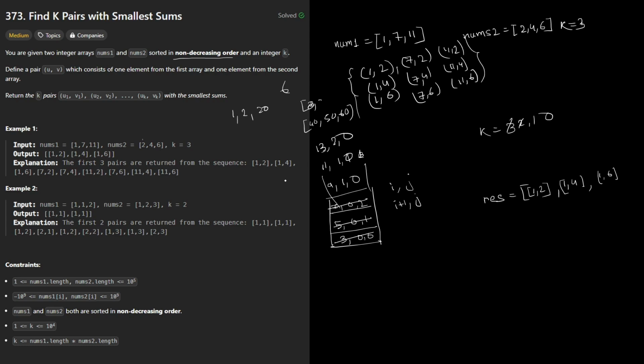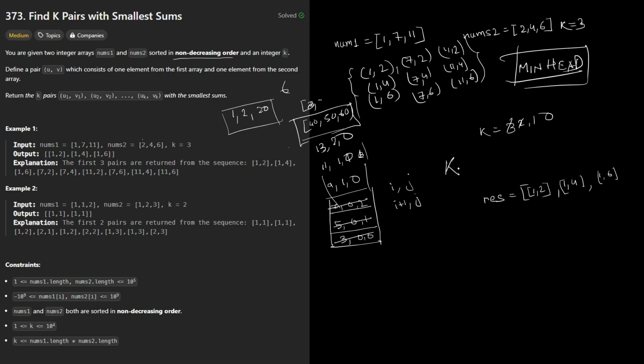So in this case you can understand how it is looking, or you can look into the cases where it is going to fail if I'm doing it through a normal sorting way or a normal brute force way. This is why we require a min heap. And for the min heap, if I look into the time complexity, it would be k log n.